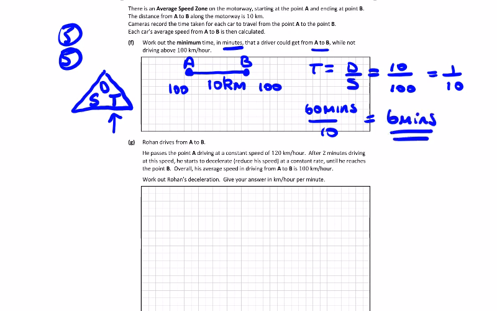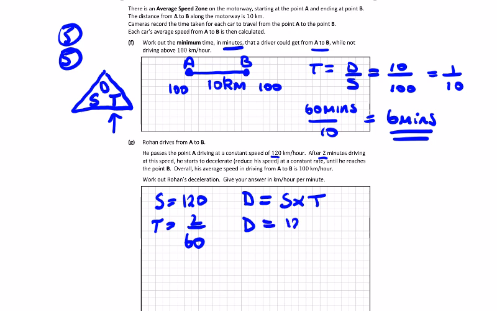And then part B, there's a lot of information here. He passes A driving at 120 kilometers an hour for 2 minutes. So we have speed is 120 and time is 2, but 2 over 60. So we could get the distance traveled in this time. Distance is equal to speed by time. So the distance traveled in the first 2 minutes is 120 by 2 divided by 60, which is equal to 4 kilometers. And 3 out of 5 was for that part.